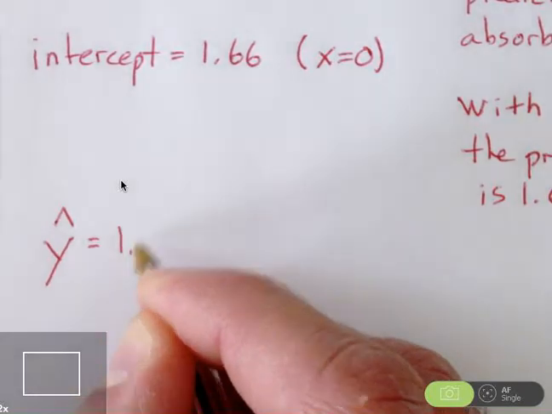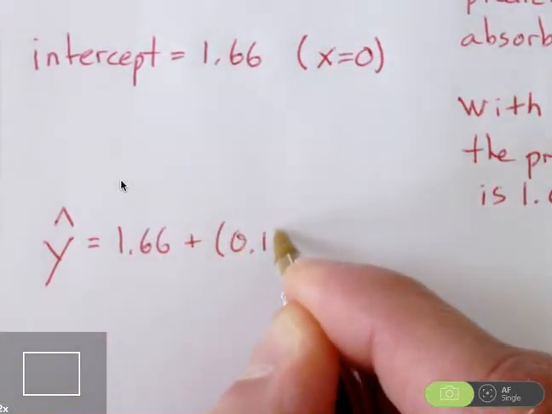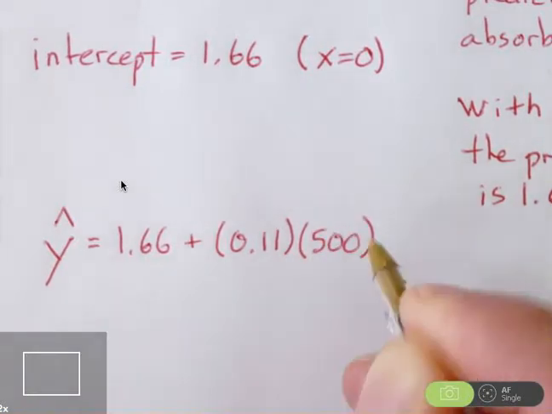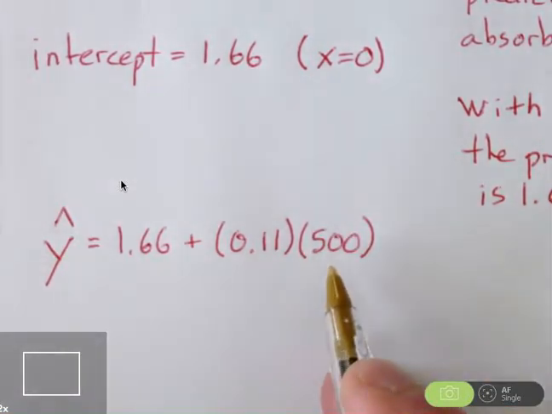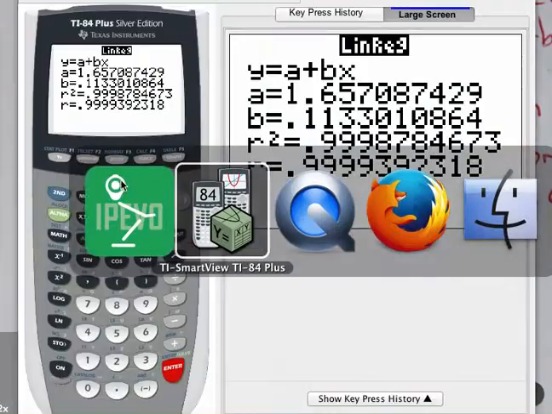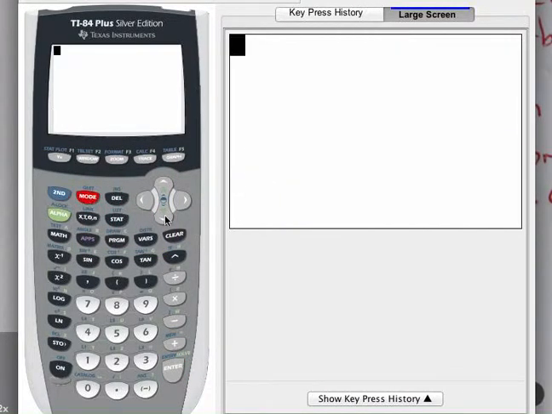So here is my intercept plus my slope times the 500 milligrams of nitrate. That is what was specified in the problem. That is my X value. So I can simply calculate that on my calculator. Not too complicated. We'll go back to the home screen. So into my calculator, I'll just put the 1.66 plus 0.11 times 500.